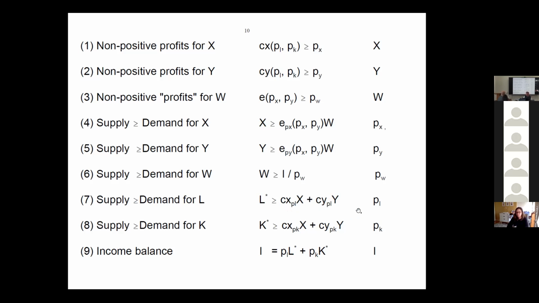So these derivatives give you the optimal unit input requirements of labor for X and Y and for capital for X and Y. So Shepard's lemma is super useful in this exercise.